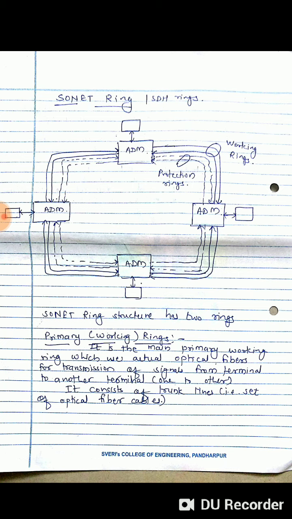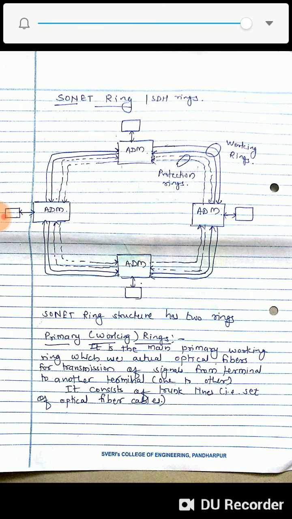Whatever basic signal transmission is taking place, it takes place through the primary ring, or the working ring. And if there is any problem in the working of the primary ring, then the secondary ring acts as a backup for the primary ring. But the main signal transmission is done by the working ring, the primary ring. The same point is explained here.